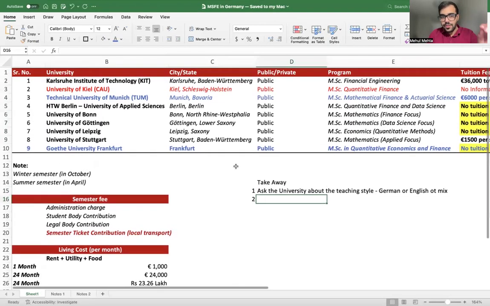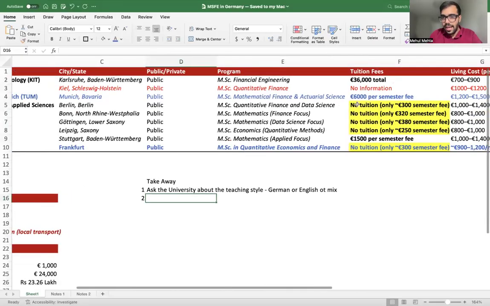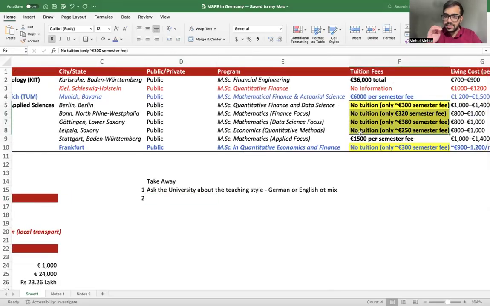Second, if you see, most of the universities here have no tuition fee. I visited each of these universities, and for all these specific programs it says there's no tuition fee, and I can assure you that you won't have to pay any tuition fee. But then what's the catch? If you don't have to pay tuition fee, why are people not going only to Germany? The catch is in the living cost.